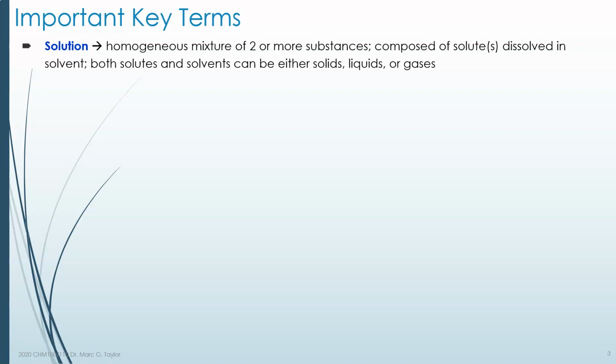So a solution is a homogeneous mixture of two or more substances. It really doesn't matter what kind of substances they are. And they're composed of solute or solutes dissolved in a solvent. So whatever is dissolving in the other is called the solute. The one that is dissolving the others is called the solvent. And both the solutes and the solvents can be either solids, liquids, or gases.